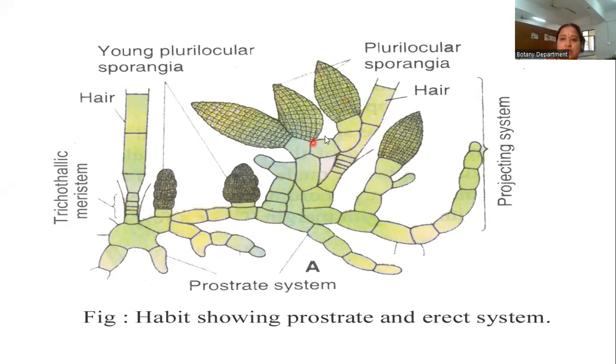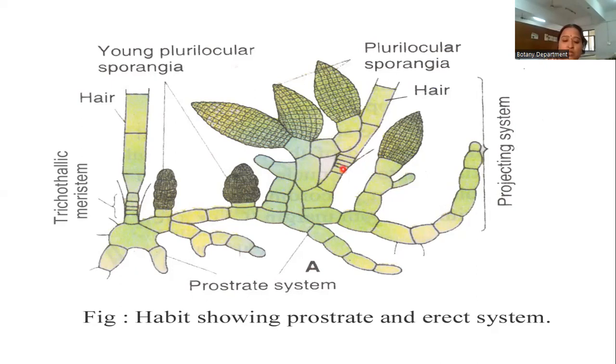See this part. These branches of the erect part are made up of a single row of cells. All cells are in a single row, placed end to end. An example is Gramulus, the best example.